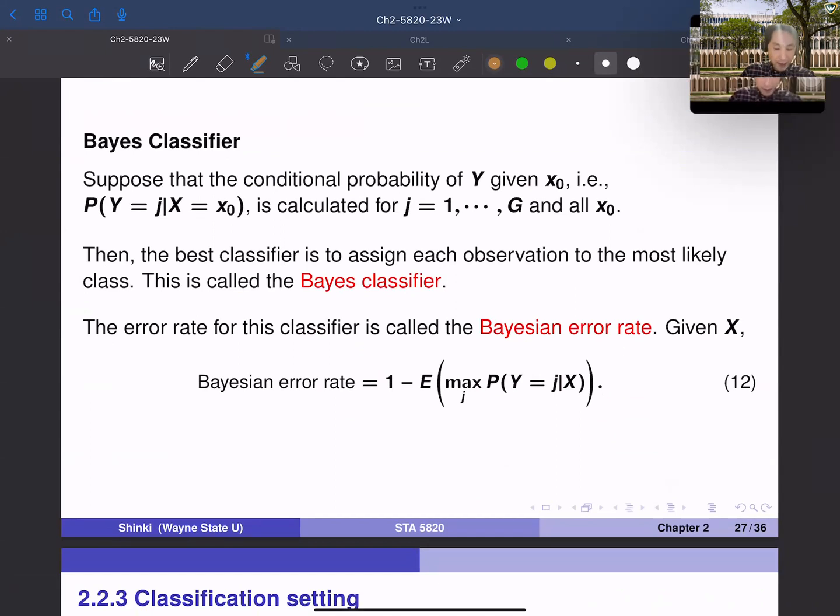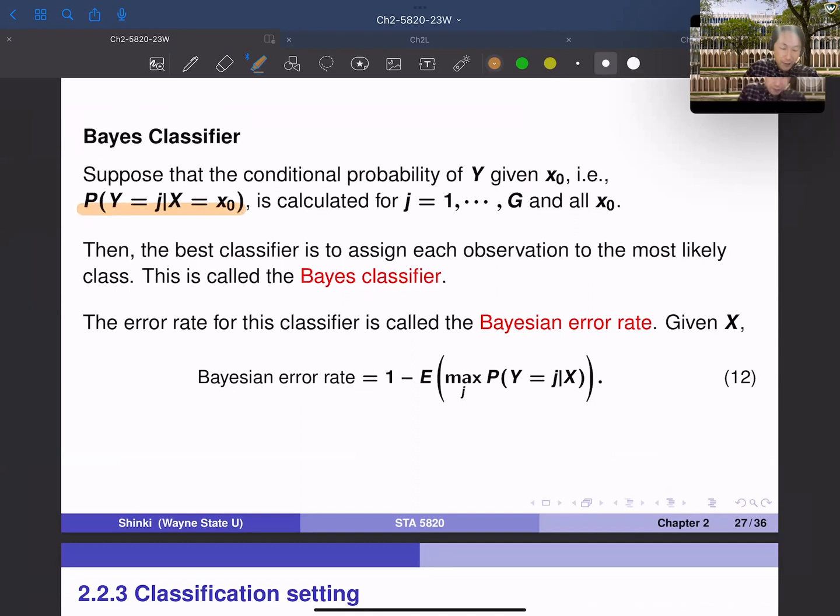If we express this idea mathematically, suppose that the conditional probability of y given x naught, so that the probability of y equal to j, where j is 1, 2, 3 up to g. G is the number of classes, and x naught is the value of the variable x. Then the best classifier is to assign each observation to the most likely class. So this is called the Bayes classifier. And the error rate for this classifier is called the Bayesian error rate. So given x, the Bayesian error rate is this.